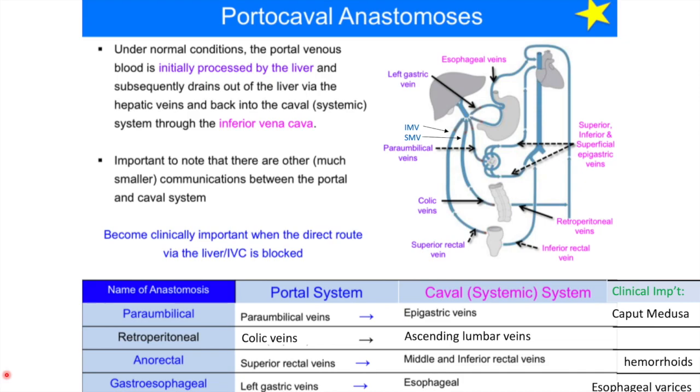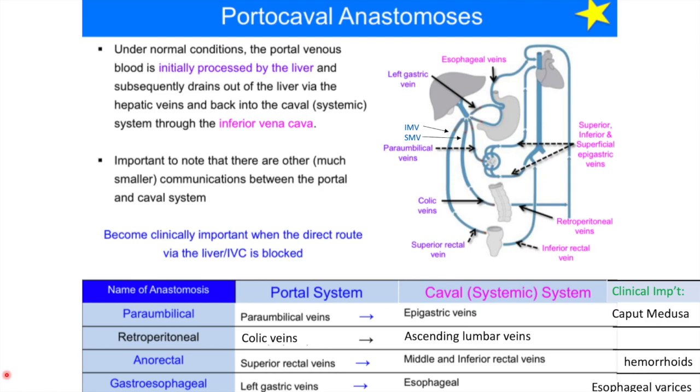For our last part, we're going to talk about the portocaval anastomosis. So under normal conditions, the portal venous blood is initially processed by the liver, and it drains out of the liver via the hepatic veins and back into the caval system, which is the systemic system, through the inferior vena cava. There's also more communications between the portal and caval system that are a lot smaller. So it's really important when there is a backup, and that's what we can think of as clinically important.